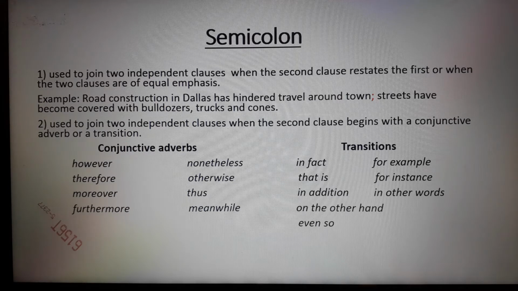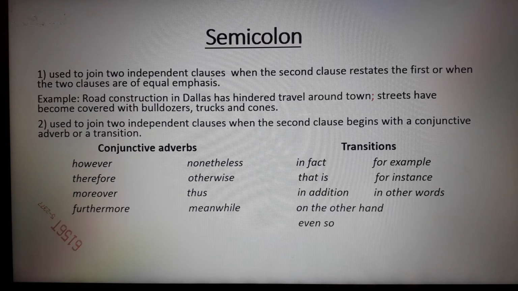As you can see here, there are two independent clauses separated by the semicolon. So the second clause in this case restates the first, or it has an equal emphasis as the first one. By using this second clause, you are giving additional information, yes? And you have to write that second clause after a semicolon.